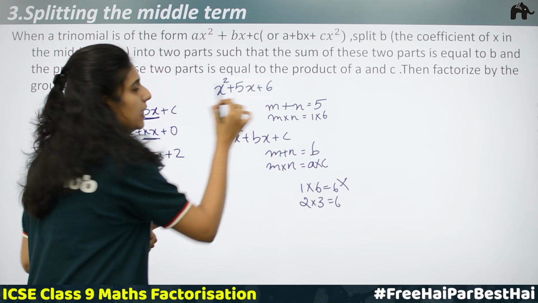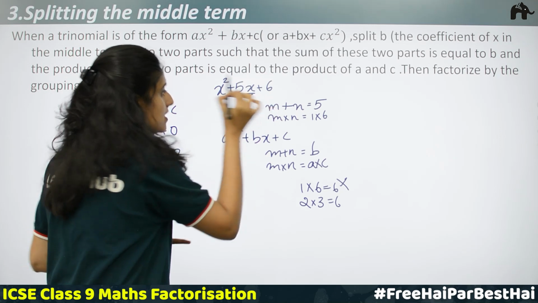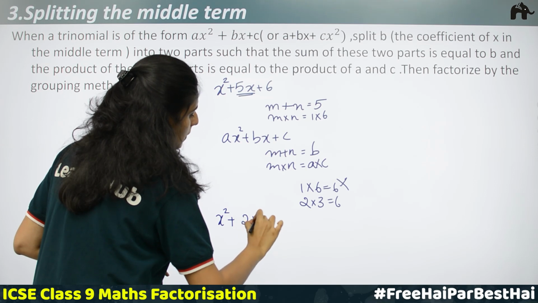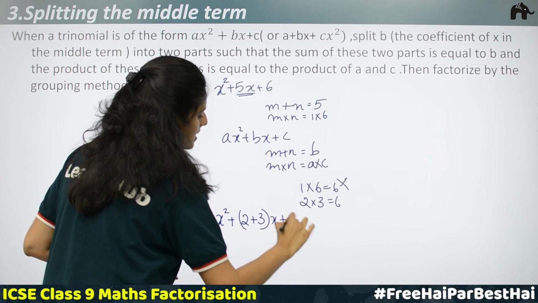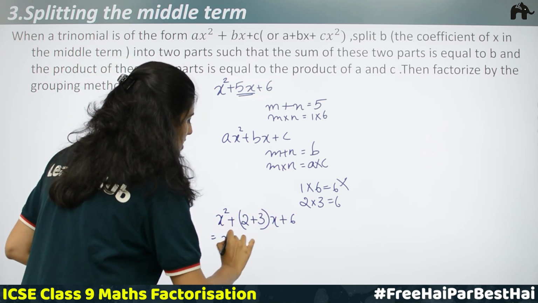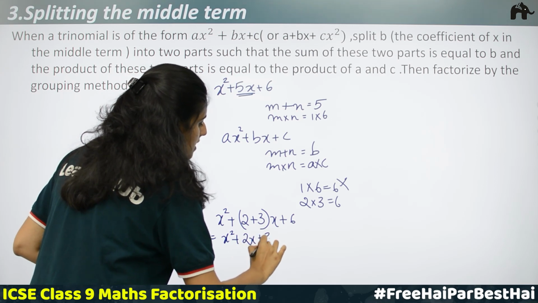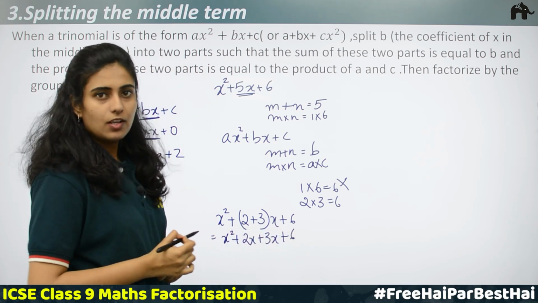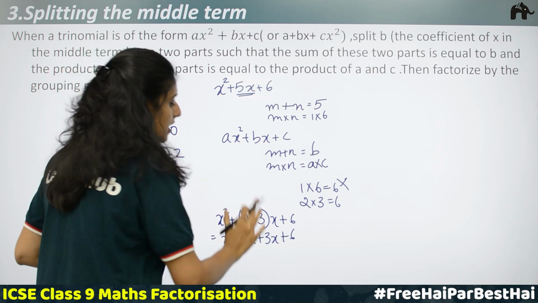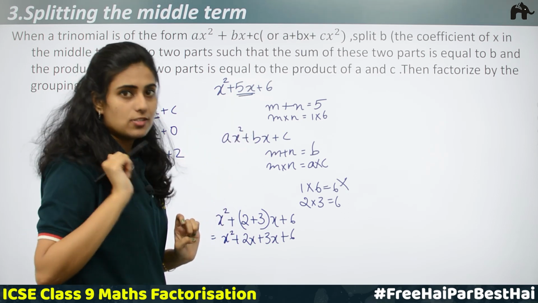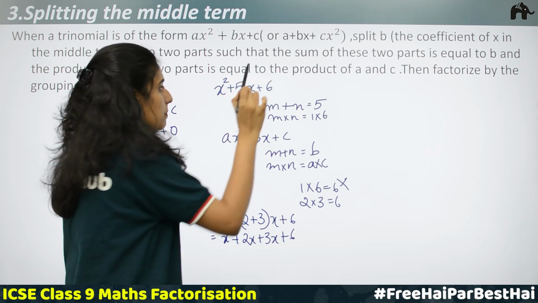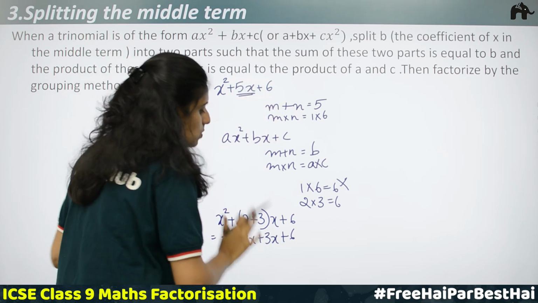So we are going to split the middle term now. Here we have 5x. This 5x can be written as x square plus 2 plus 3 into x plus 6. What is 5? 5 is 2 plus 3, so this is equal to x square plus 2x plus 3x plus 6. In the next step, what we are going to do is, we are going to group. Before that, here you can see both the numbers are positive. Yes, m and n are positive. When you have the sum positive and product positive, then the numbers will be positive.